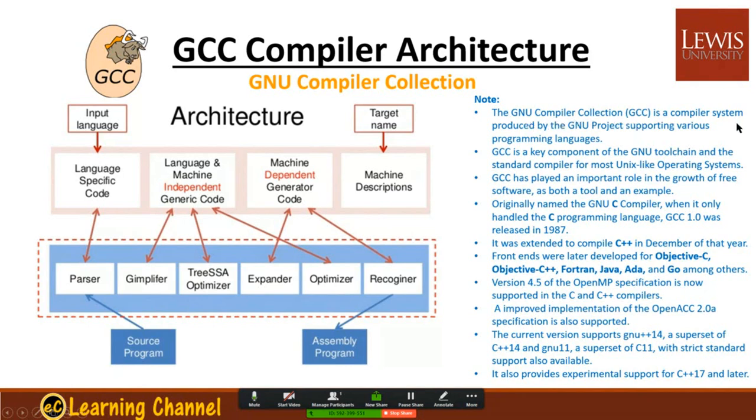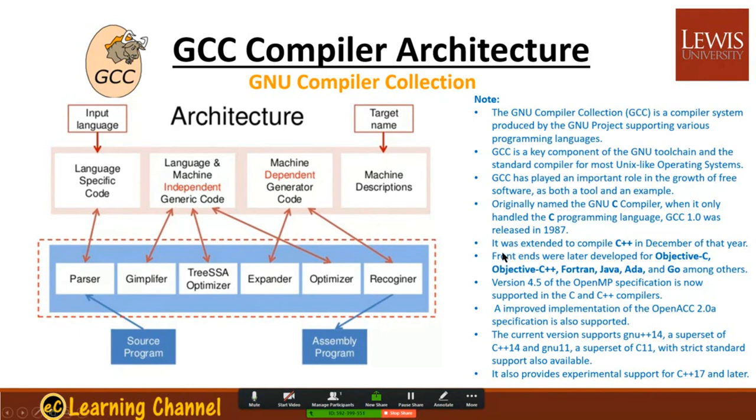The GNU Compiler Collection is a compiler system produced by the GNU project supporting various programming languages. GCC is the key component of the GNU toolchain and the standard compiler for most Unix-like operating systems. GCC is also available for personal computers, and it has played an important role in the growth of free software. So if you know GCC well, you will be able to handle a lot of languages, and also become a professional programmer.